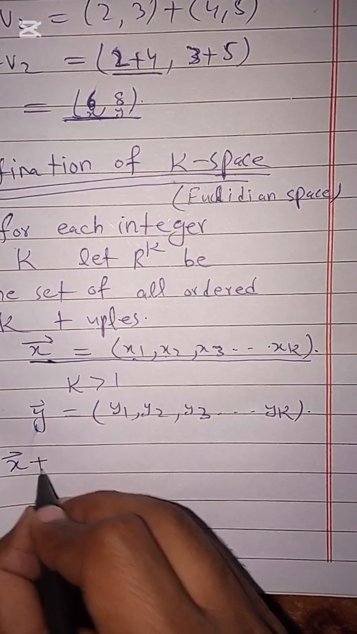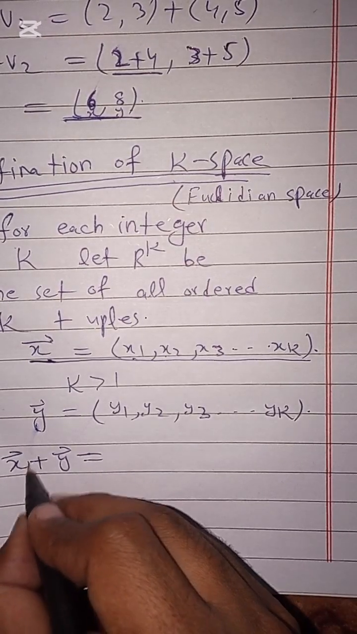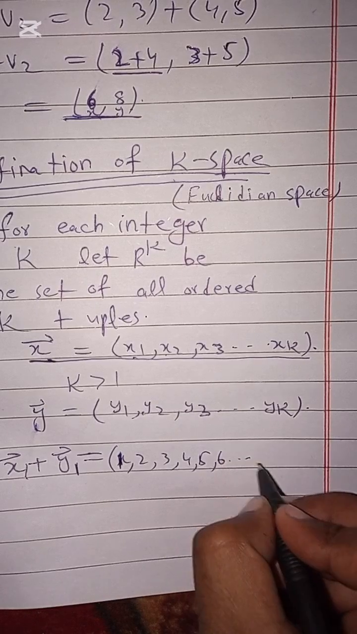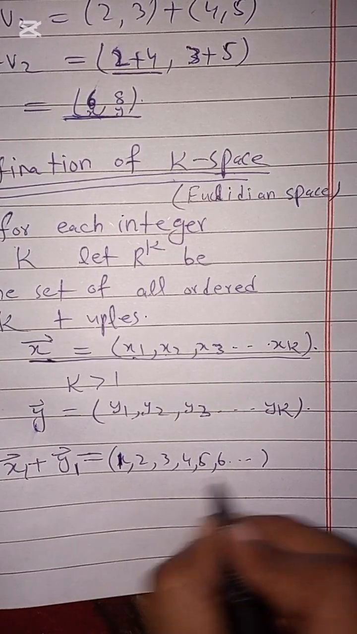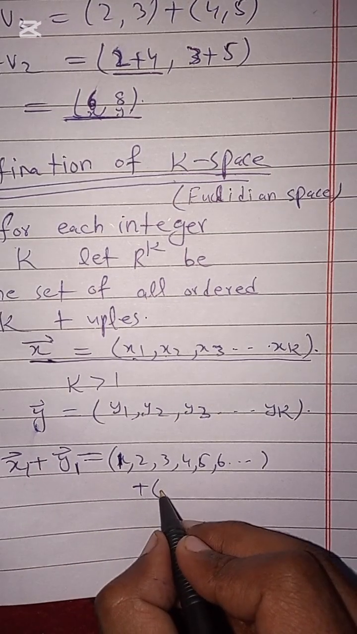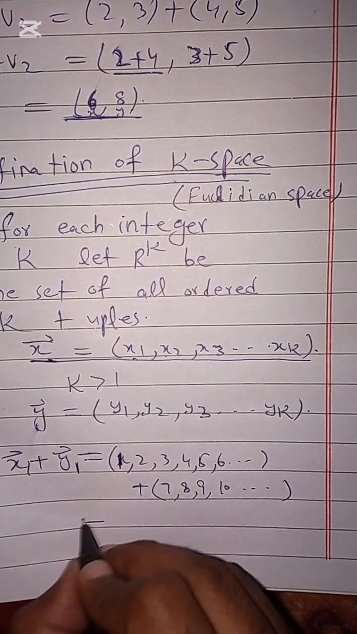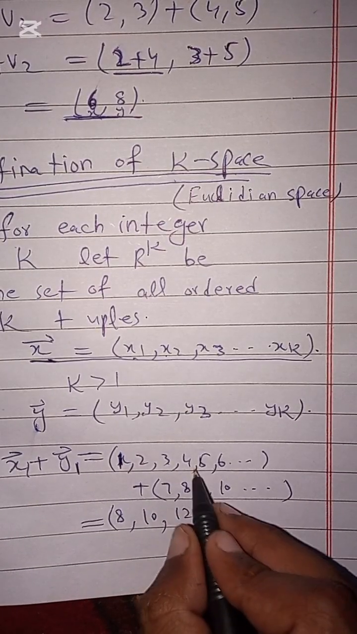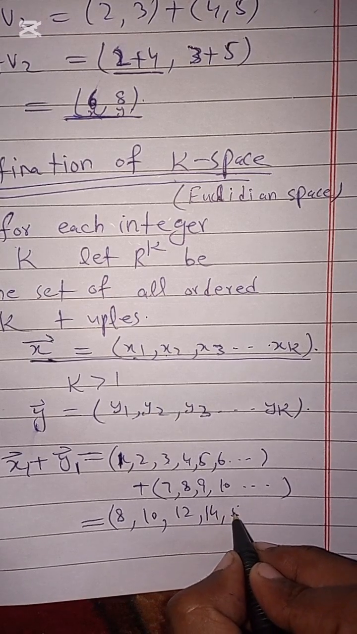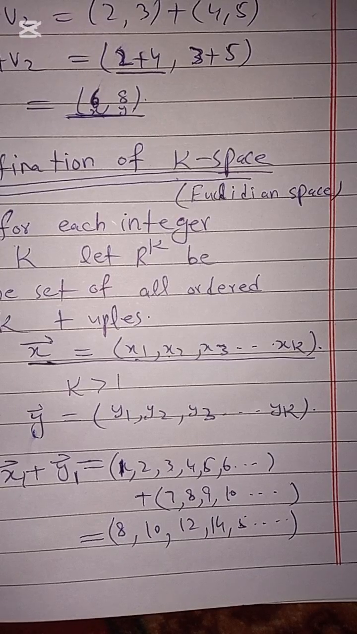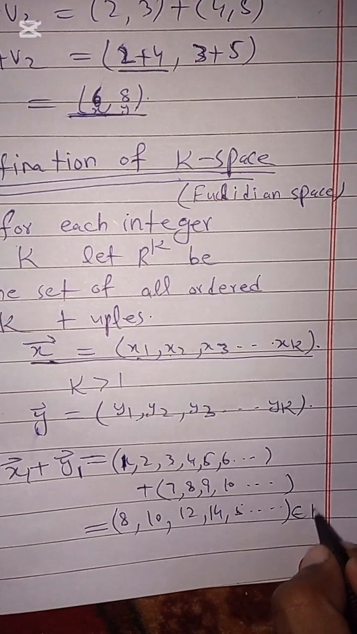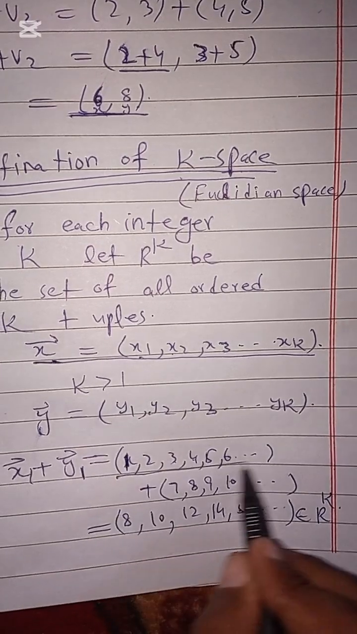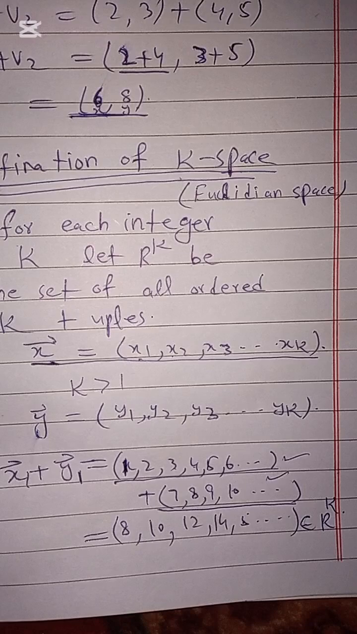if we add the x vector plus the y vector, suppose x is 1 2 3 4 5 6 and y is 7 8 9 10, and so on. Then we can add them: 1 plus 7 is 8, 2 plus 8 is 10, 3 plus 9 is 12, 4 plus 10 is 14, and so on. The resulting vector will also be an element of that Euclidean space, because it has the same elements and the same properties.